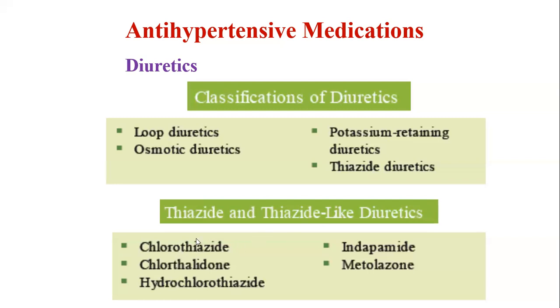Here are some of the names of thiazide diuretics or thiazide-like diuretics, like chlorothiazide or chlorthalidone. Hydrochlorothiazide is the most commonly used.